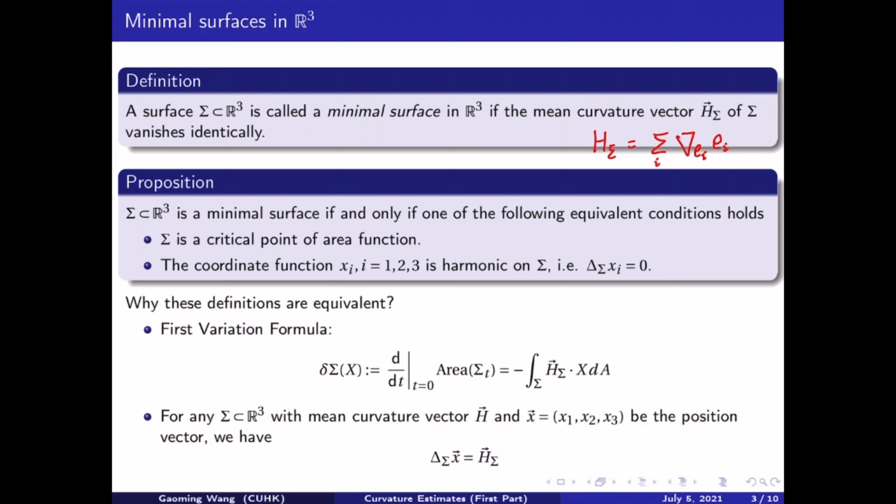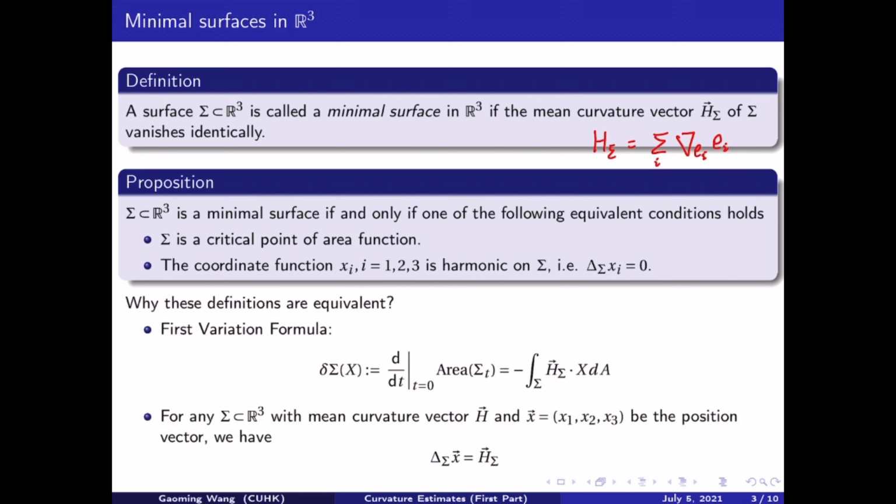Here, e_i will be the normal coordinate around a point in sigma, and the gradient here is just the Euclidean gradient in R3. Actually, there are a lot of equivalent definitions for minimal surface in R3. We list two important equivalent definitions here. The first one is sigma is minimal if and only if sigma is a critical point of the area function.